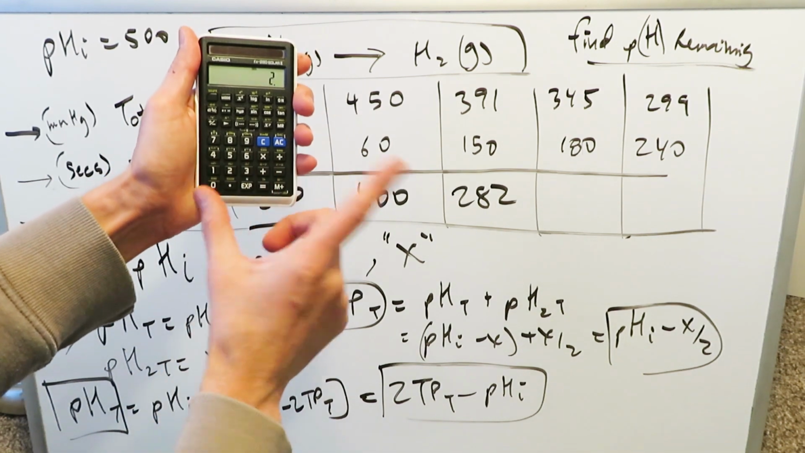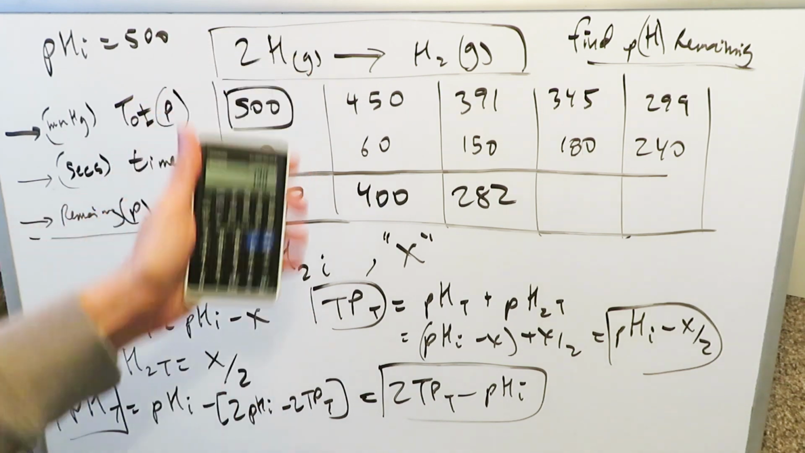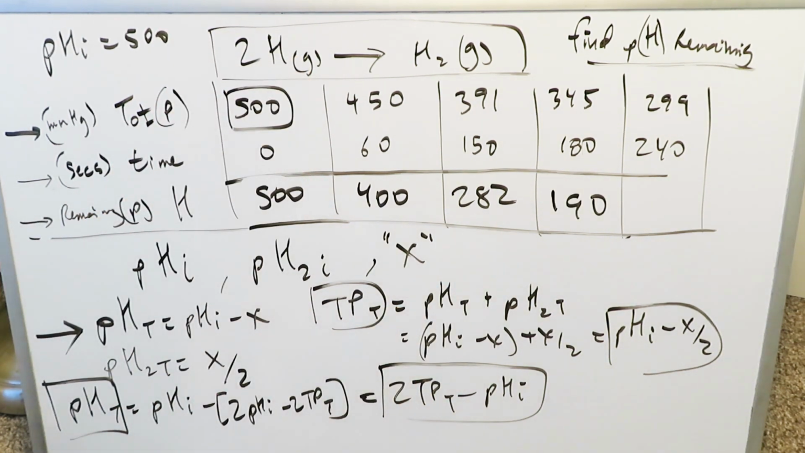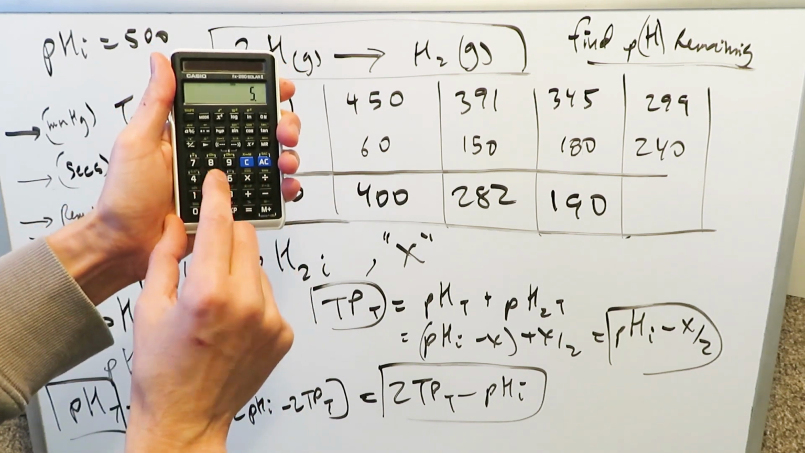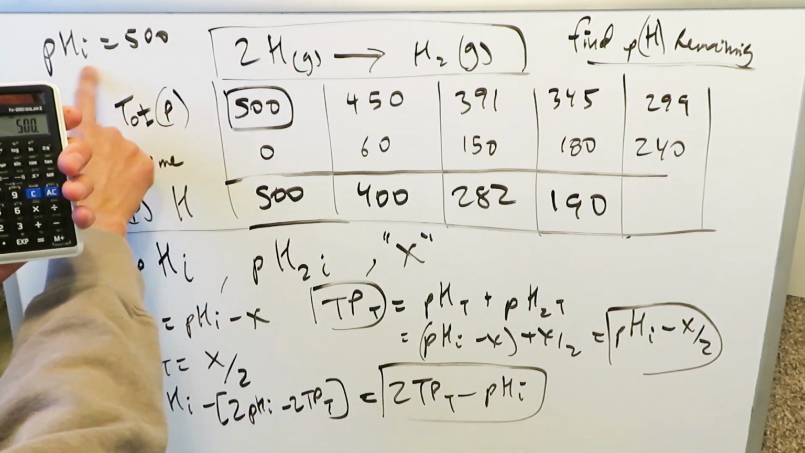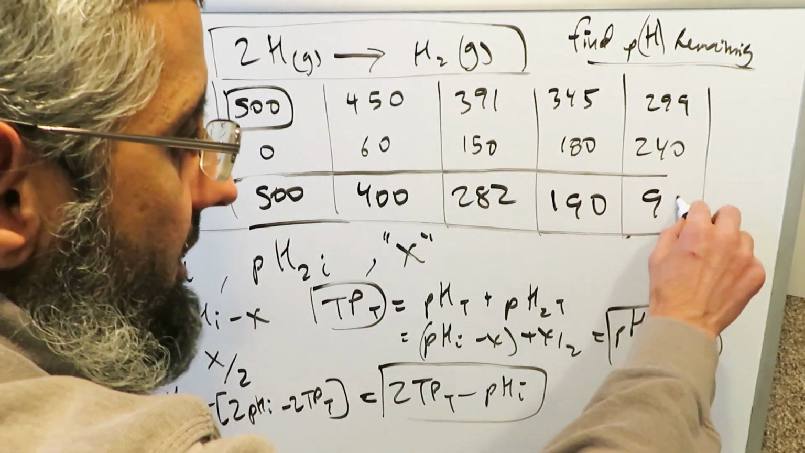That's what we have. Let's do the next one. It'll be 2 times the total pressure at that time, 345, minus 500, 190. And the last item, we'll do 2 times 299, the total pressure at that time, minus obviously the original 500. The partial pressure of your reactant is equal to 98. So that's everything you have over here, and it should be right.